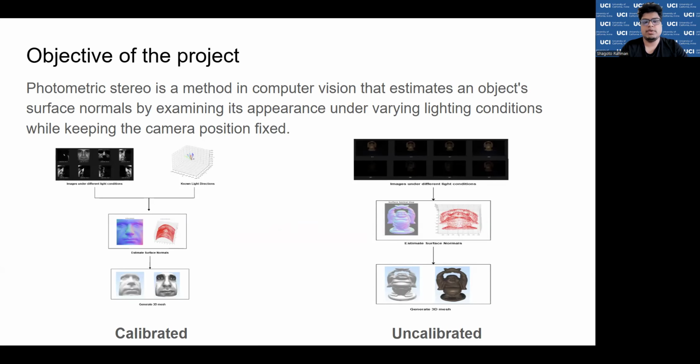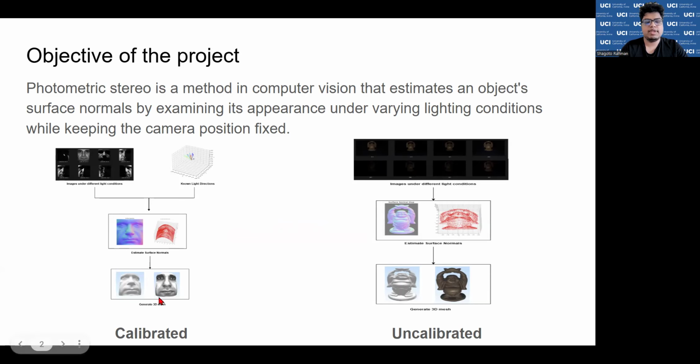Photometric stereo is a method where we can get the surface normals of an object by examining it under different lighting conditions, for example, from different lighting directions. And for this project I have two different objectives.